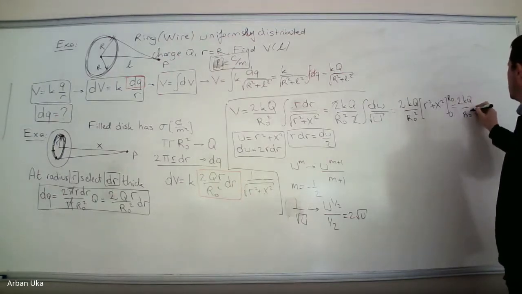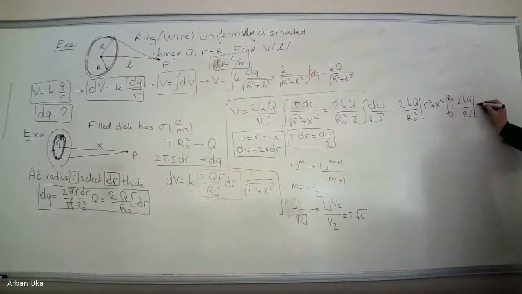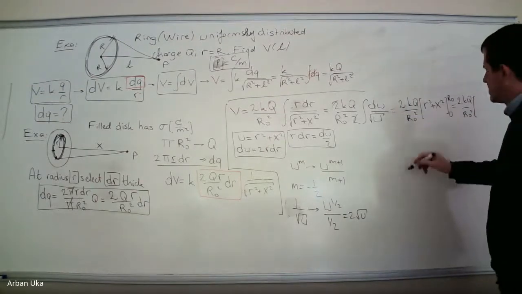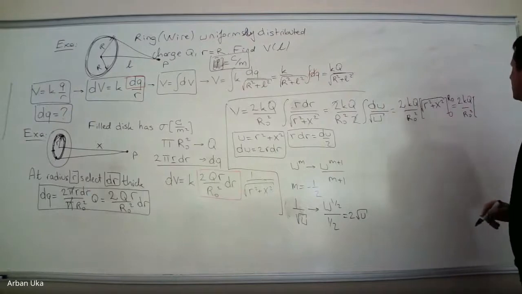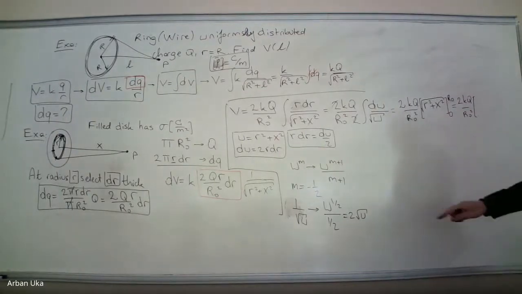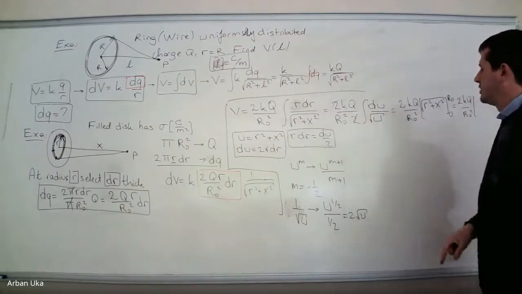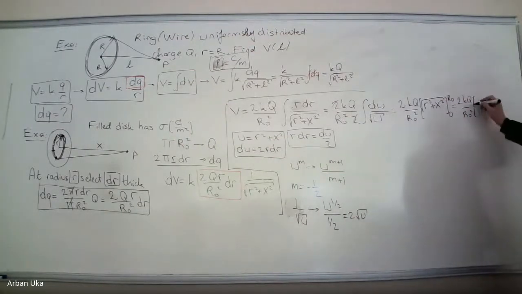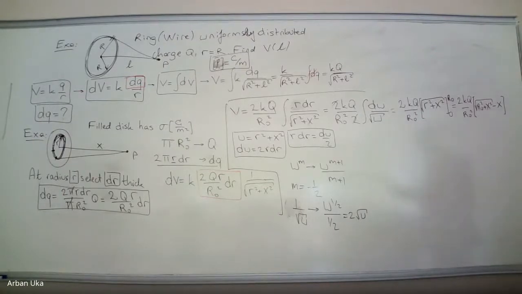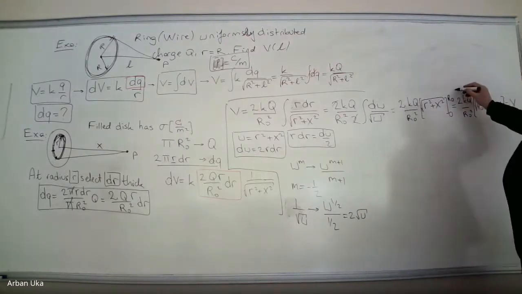2k cubed over r0 squared times, sorry, we have a mistake here, this is square root of u, right? Because square root of u was this whole term, then this is going to be equal to the square root of r0 squared plus x squared minus x. Okay, so this is the expression that we obtained here. That's good. This is equal to the potential.